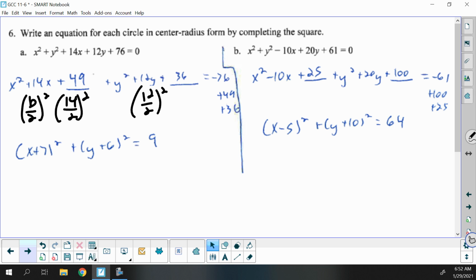Similar idea over in part B. Subtract the 61 over. Half of negative 10 squared will give you 25. Because negative 5 got squared, that's why it's eventually x minus 5 squared. Half of 20 and then squared is 100. 10 is what we squared, that's why it's y plus 10 squared. Make sure you add the 25 and the 100 over to the right, so it's equal to 64.